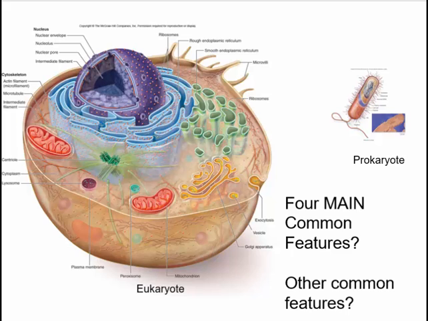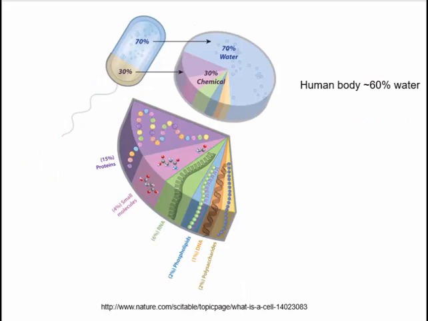See if you can figure out which ones are common features of all living things with this question. Other similarities might just be the relative proportion of different chemicals in living things. So we're mostly made of water, and then approximately these proportions of other macromolecules.